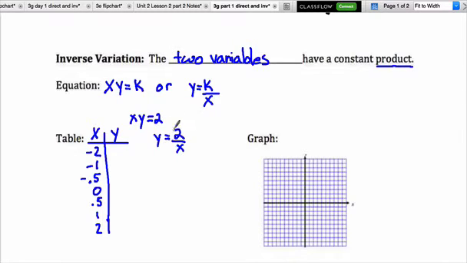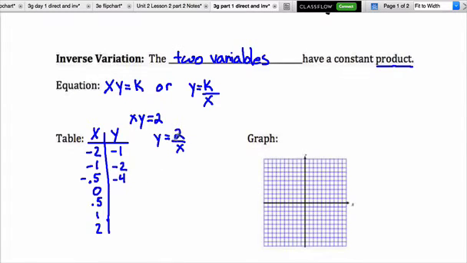All right, so 2 divided by a negative 2 is a negative 1. 2 divided by a negative 1 is a negative 2. Then 2 divided by a negative 0.5 is going to give us negative 4. And then 2 divided by 0.